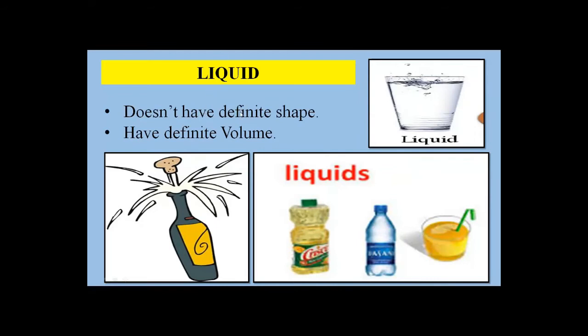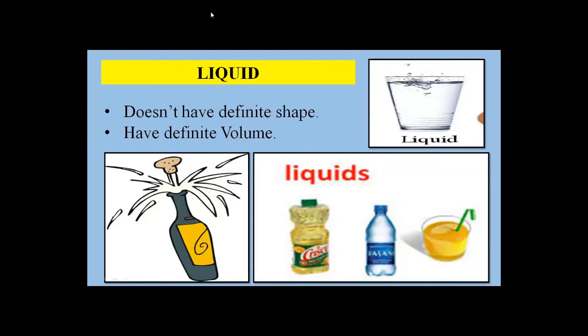Is it clear? Now, what about definite volume? You can see water in the glass. If water is poured into this bottle, the volume of the water does not change, even though its shape is changed. So the liquid has a definite volume but doesn't have a definite shape. There are many examples around you: oil, water, juice, honey, and the energy drink also.